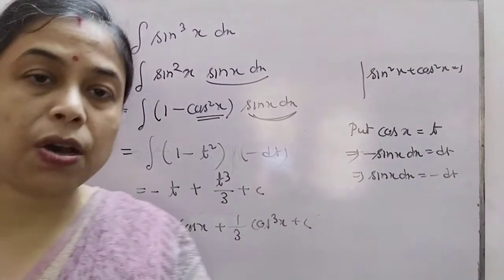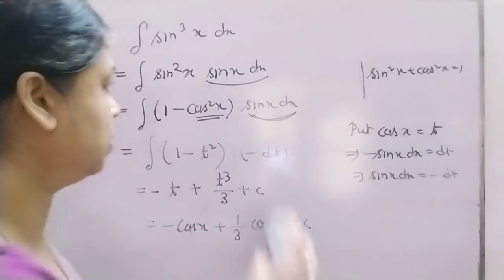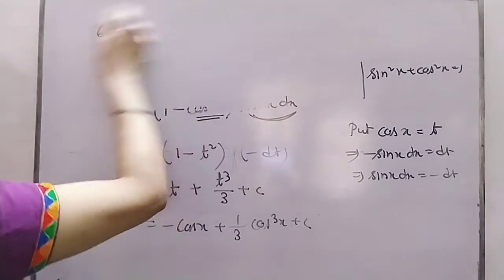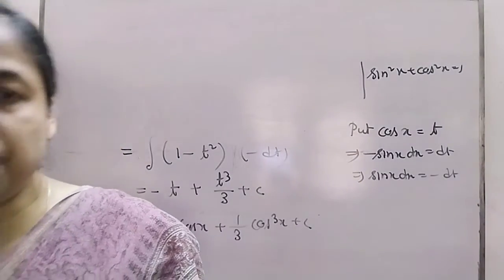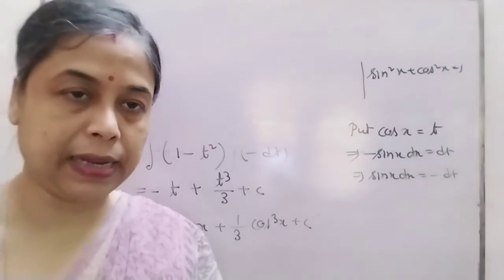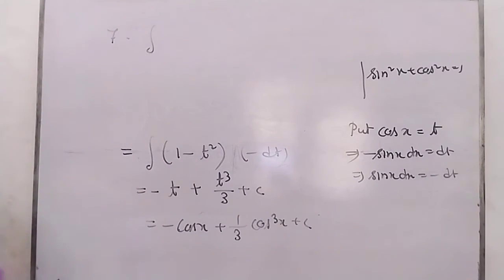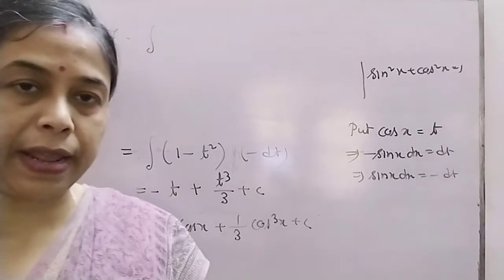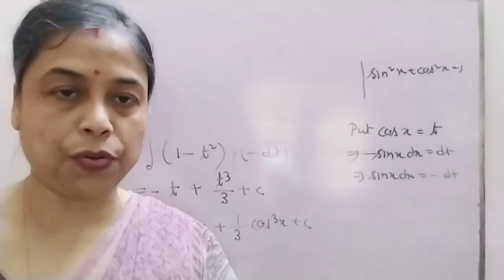So this method can be used for the odd powers of sine and cos. Sine to the power 3 is done here. You can do cos to the power 3, cos to the power 5, cos to the power 7, like that. Again, the same can be done this way also. If both of them are odd, sine and cos both odd powers are there, or sometimes one even, one odd, that way also you have to do that type of question.